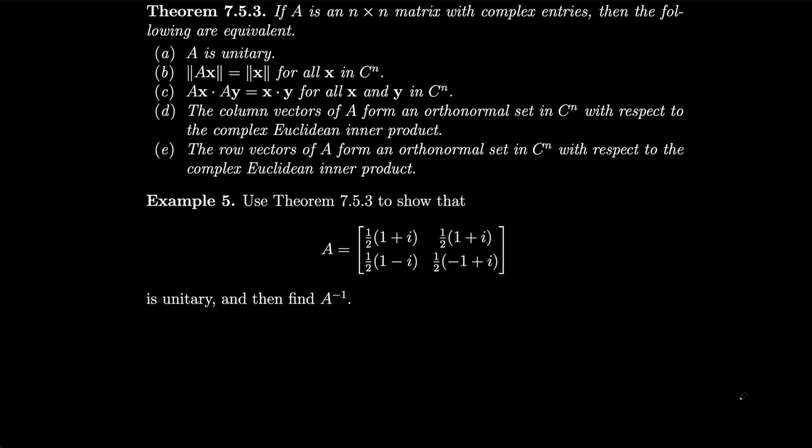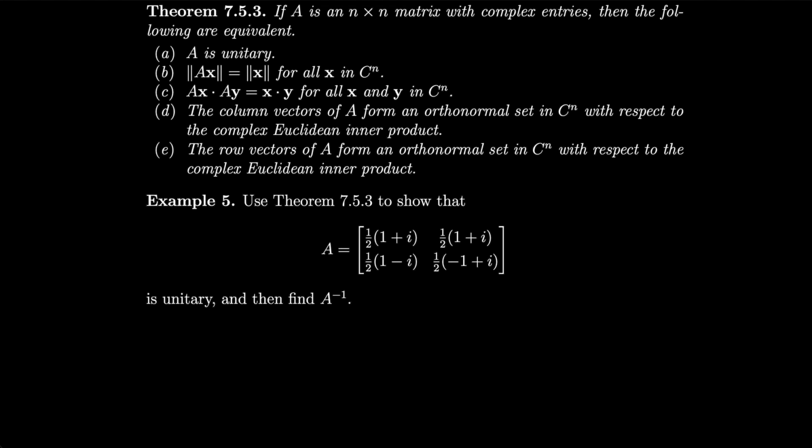If A is an n by n matrix with complex entries, then the following are equivalent. A is unitary if and only if the length of AX equals the length of X for all X in Cn. AX dot AY is X dot Y for all X and Y in Cn. The column vectors of A form an orthonormal set in Cn with respect to the complex Euclidean inner product, and the row vectors of A form an orthonormal set in Cn with respect to the complex Euclidean inner product.